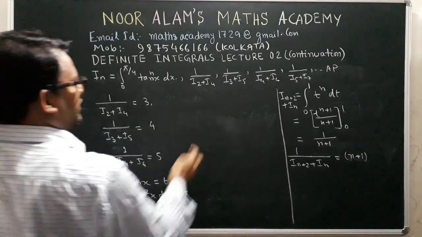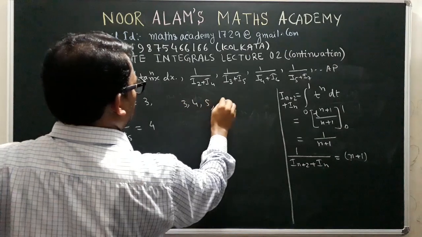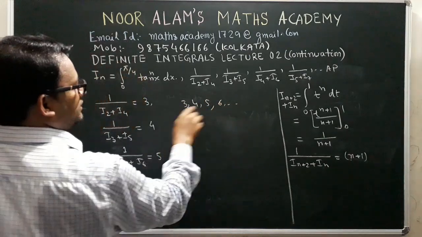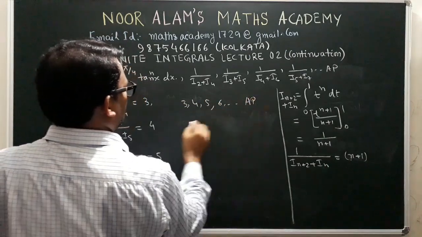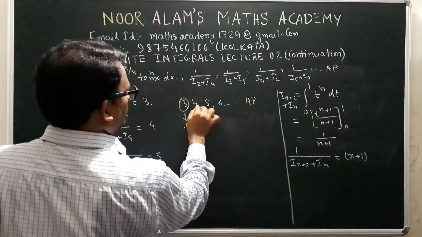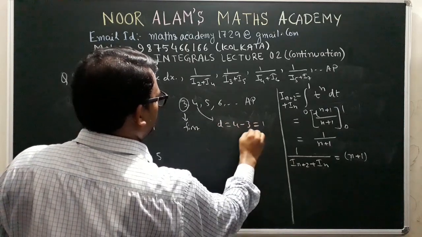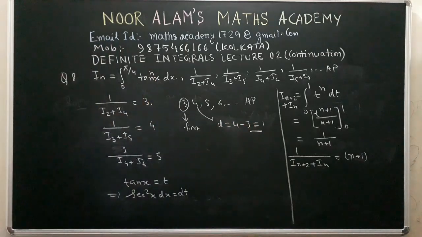So now we get the value of this quantity as 3, then 4, then 5, in this way 6. So we see that these terms are in AP with first term as 3, this is our first term, and if we find the common difference, it will be 4 minus 3, that is equal to 1. So this completes our proof that the integrals' values are in AP. Okay, now next we are going to solve another problem.